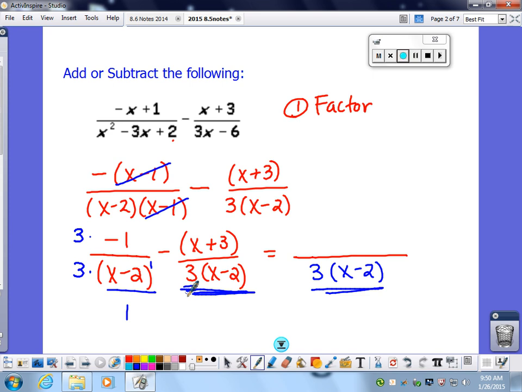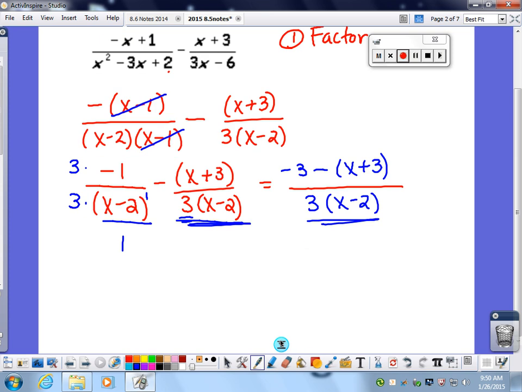It's already got the same denominators that I'm looking for. So let's simplify. Let's combine it to a single fraction. So my numerator is going to be 3 times negative 1, which is negative 3. Here, this is minus the expression x plus 3. Don't forget to distribute that negative. Alright, cleanup time. So we're going to have negative 3 minus x minus 3 over 3 times x minus 2.